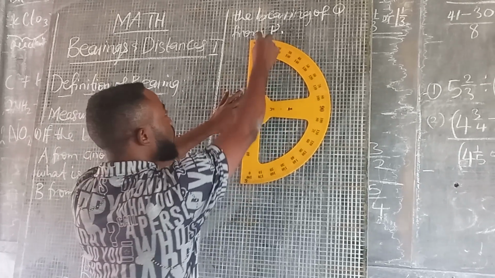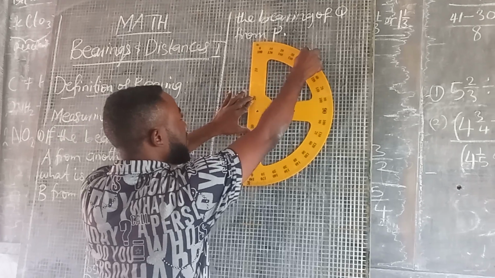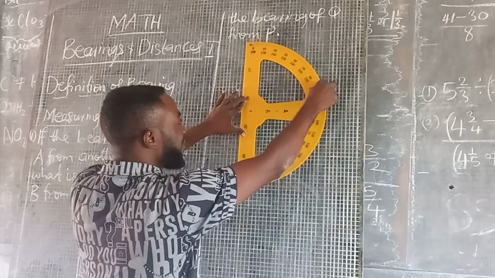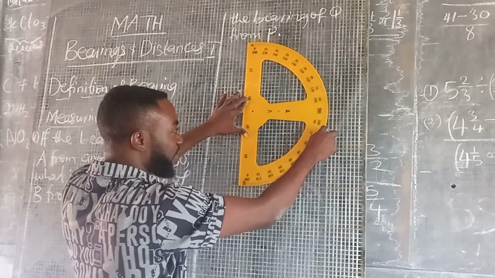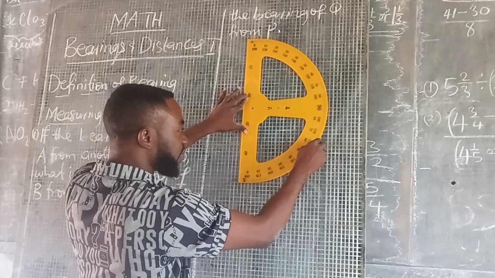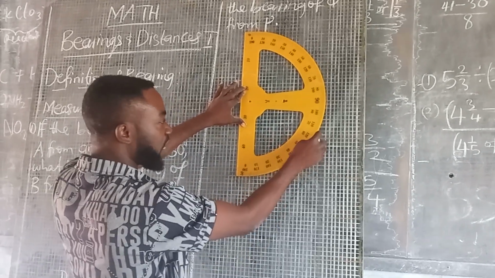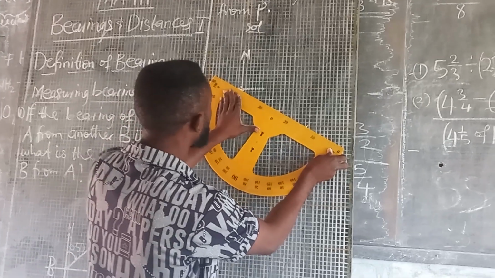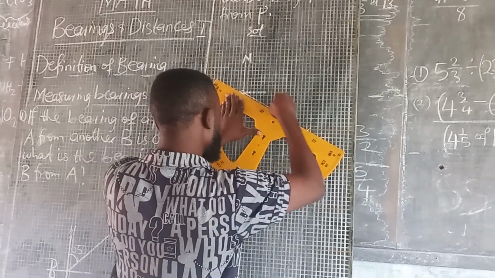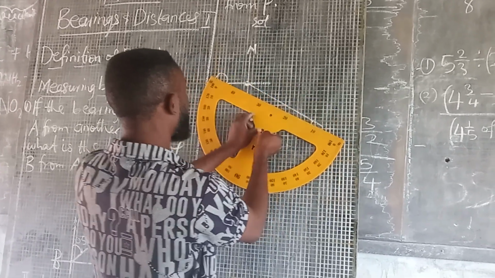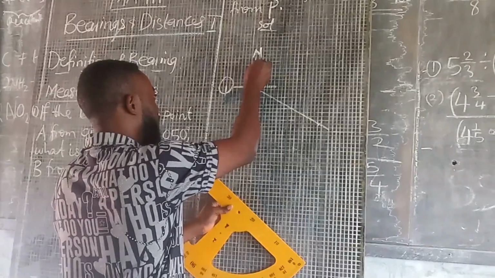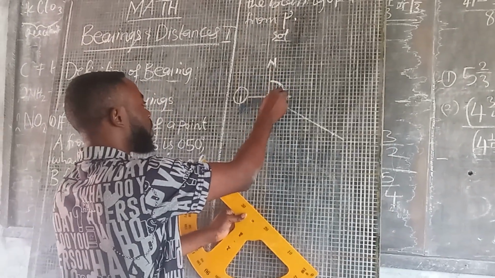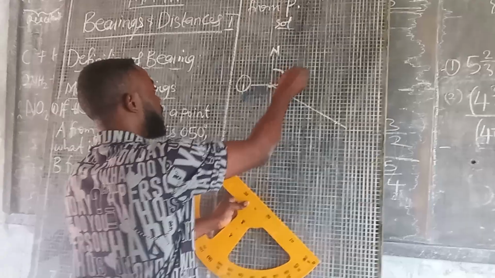Read it out. 120, 0, 10, 20, 30, 40, 50, 60, 70, 80, 90, 100, 110, 120 is here, located here. You put that mark and remove this. And join the 2 points with your ruler. This rotation is 120 degrees.